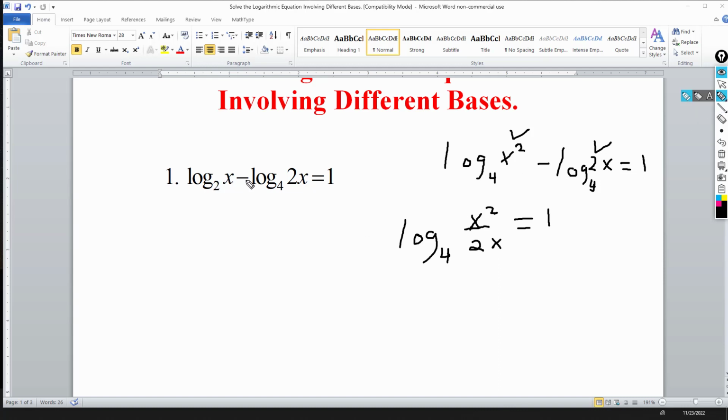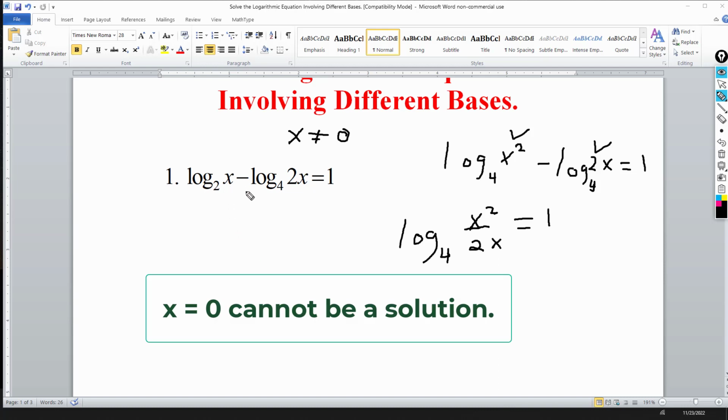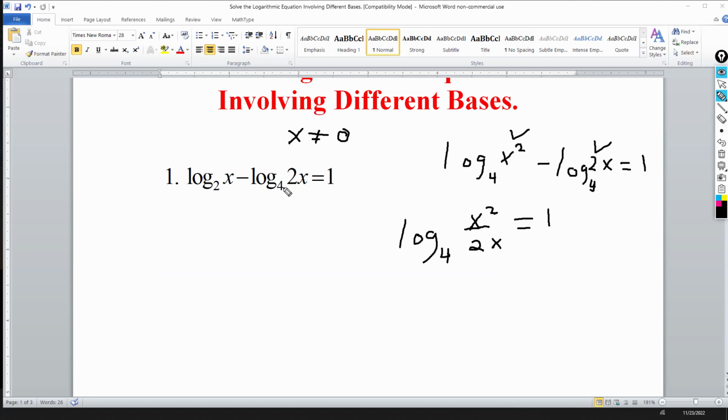The log of x minus the log of 2x. Again, by the definition, we know that this number cannot be 0, because a log of 0 is not defined. If you try to compute the log of 0 on your calculator, it will give you an error.